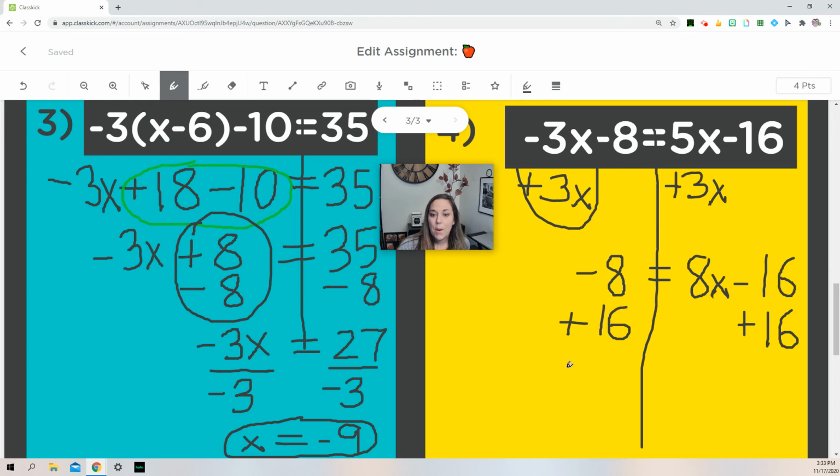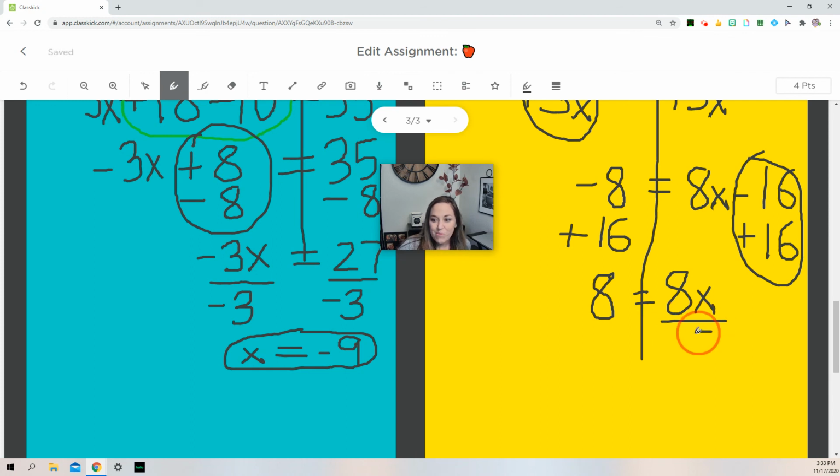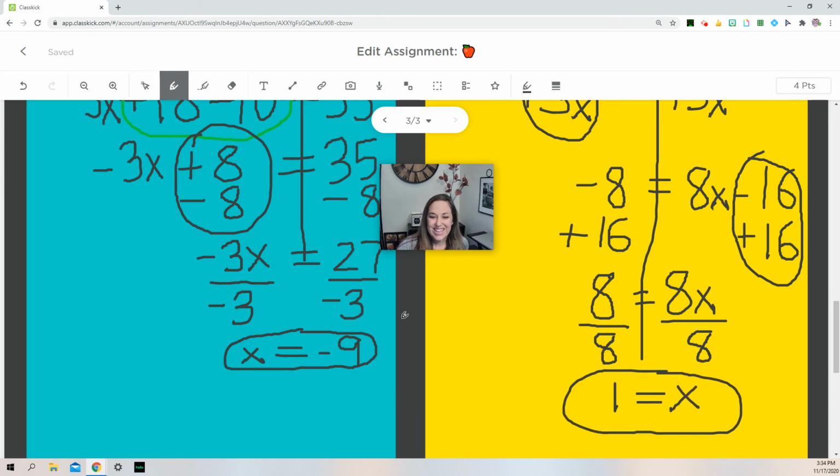And a -8 plus 16 is a positive 8. Positive 8 equals 8x. And the -16 and the positive 16 become a 0 pair. And now I have one step left. They are multiplying by 8. Therefore, I'm going to do the inverse and divide by 8. And 8 divided by 8 is 1. Therefore, 1 equals x, or x equals 1, however you want to say it.